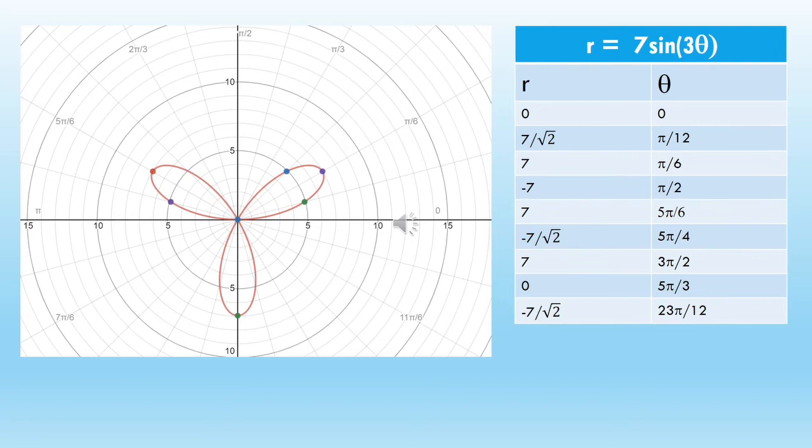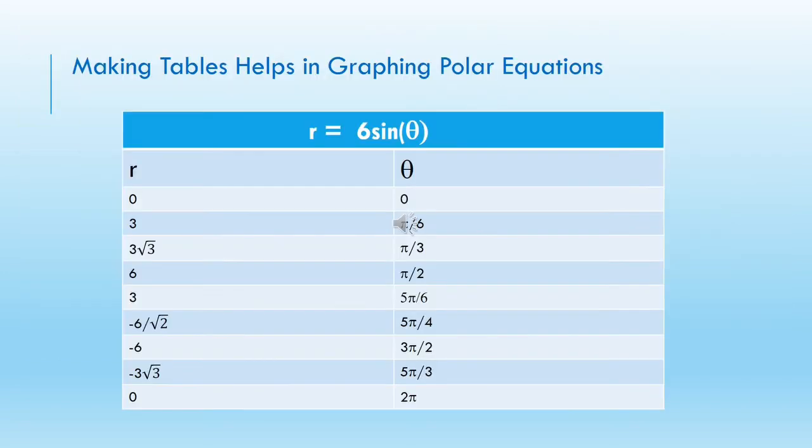So again, the 3 speeds up the frequency to 3 times, and so I'm getting 3 complete loops from 0 to 2 pi, and that gives me 3 petals on this flower. As in our other examples, making a table is going to help us graph. So we have here r equals 6 times sine of theta, so 0 is going to give us 0 because sine is 0 at 0.